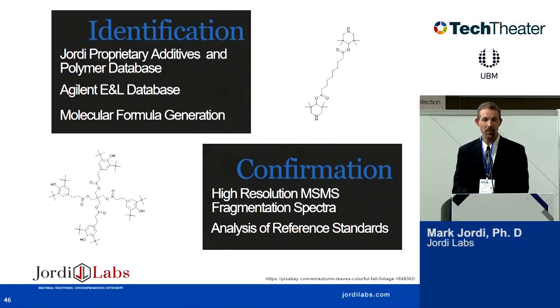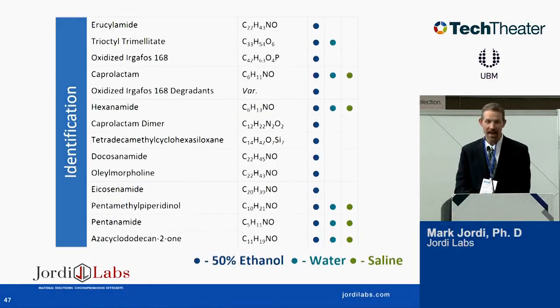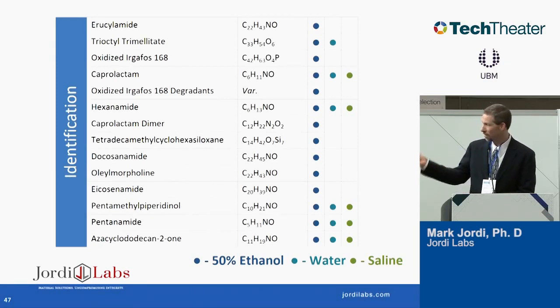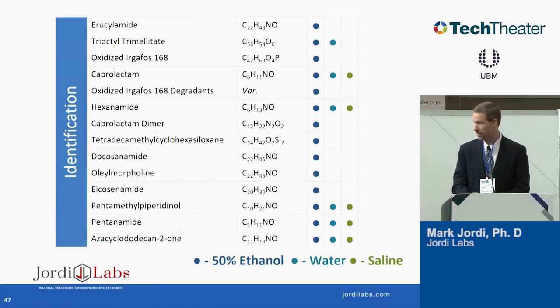We also have commercially available libraries that we'll use, like the Agilent E&L database, and we will use what's called molecular formula generation, which is an algorithm that calculates the best molecular formula to match the mass that we observed. After we've done that basic level of identification, we'll go another step and look at the MS-MS fragmentation patterns as well as analysis of standards to confirm identifications. After we got all done with that, we came up with a list of the components that were present, and that particularly big peak that we saw in the GCMS was caprolactam, if you're interested. But we found a lot of things that make sense within a polymer system.